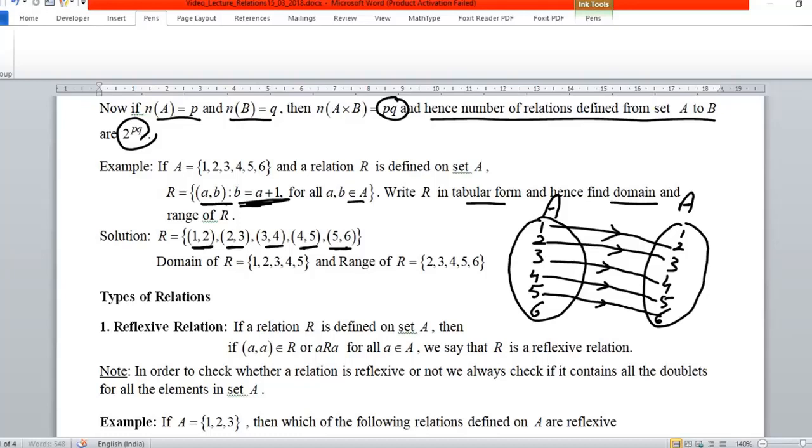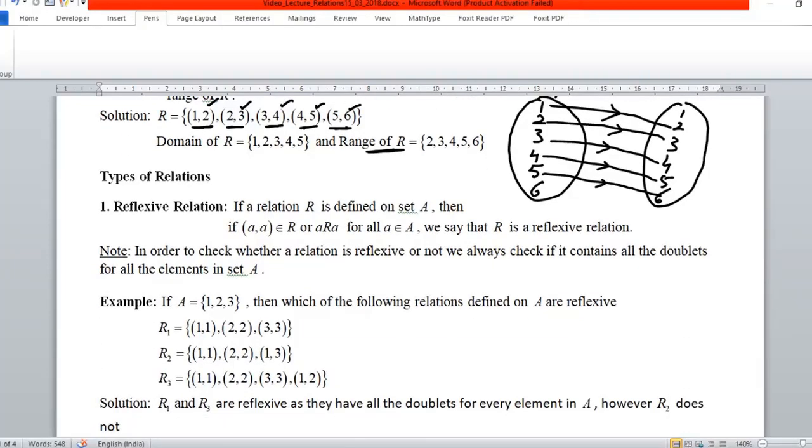If I want to define the domain of a relation R, it is the set of all the first entries of the elements of the relation R. So first entries are 1, 2, 3, 4 and 5. So the domain of the relation R is the set containing 1, 2, 3, 4 and 5, and the range of relation R is the set of all the second entries of the ordered pairs. Second entries are 2, 3, 4, 5 and 6. So the range of relation R is the set containing 2, 3, 4, 5 and 6. Now types of relation.